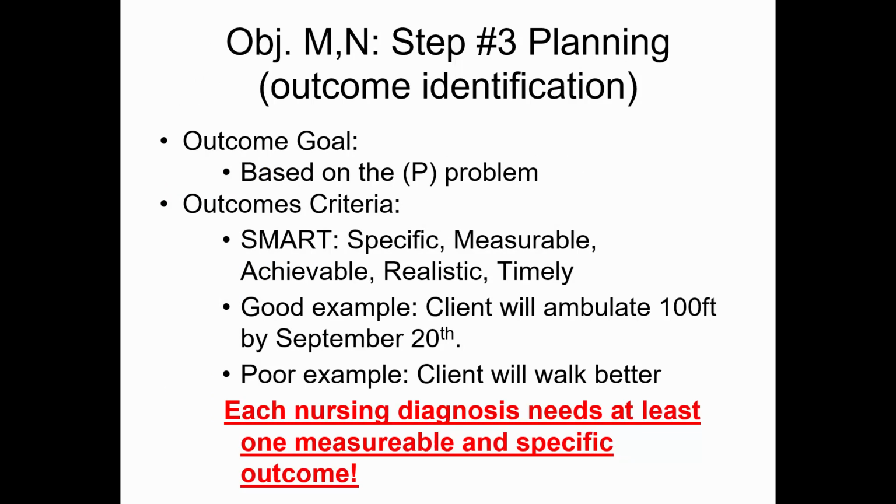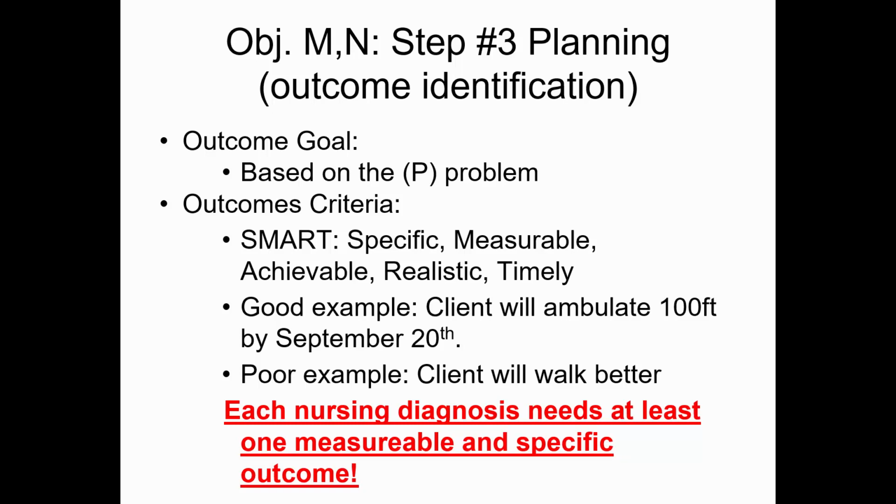So without a measurable outcome, which is also part of this planning phase, it's really difficult to evaluate if the interventions were successful or not. There's two types of outcomes. We've got outcome goals, which are broad, such as the patient will have a normal bowel function. But then we have outcome criteria, which are SMART, which are specific, measurable, achievable, realistic, and timely. And these are related back to the problem they're here with, or the P of the PES format.